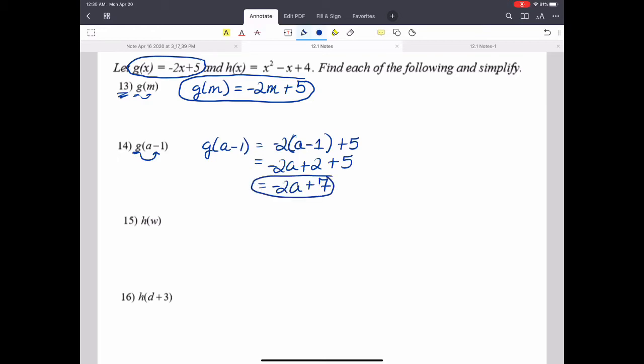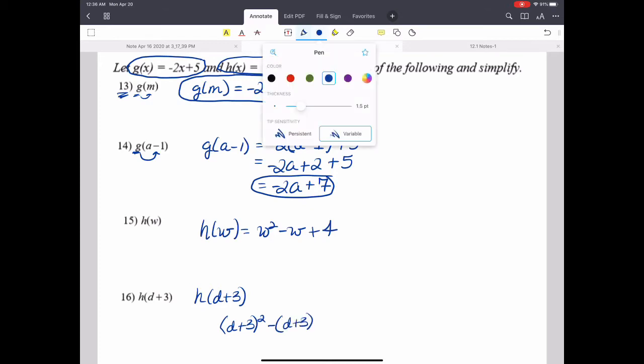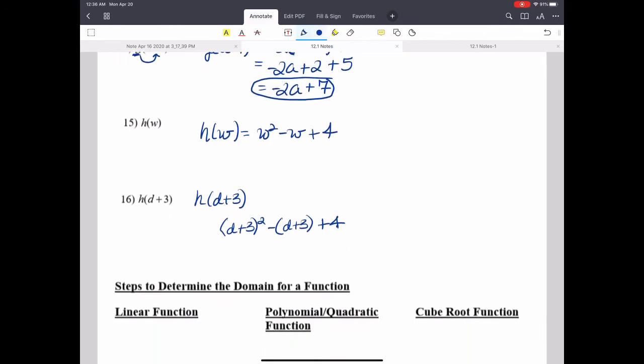There it is. All right, now the h of w, that's going to be the first time we've used the h function, and what we're just doing for that one is we're just putting a w wherever we see an x. So the h function of w is going to equal w squared minus w plus 4. This one, again, we're going to use the h function, and we're going to put d plus 3 wherever we see a w. So we're going to put d plus 3 squared minus, and then I'm going to put d plus 3 in parentheses, and then plus 4 right there.